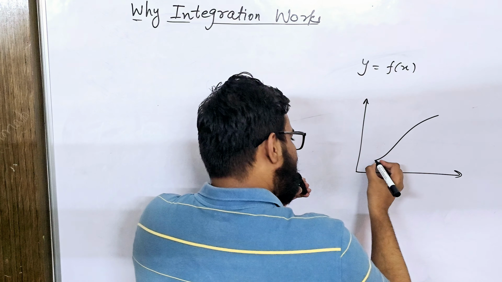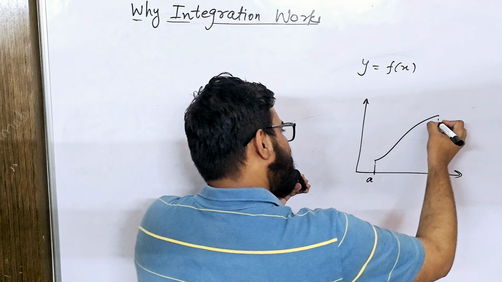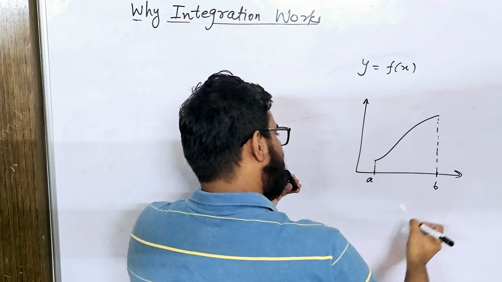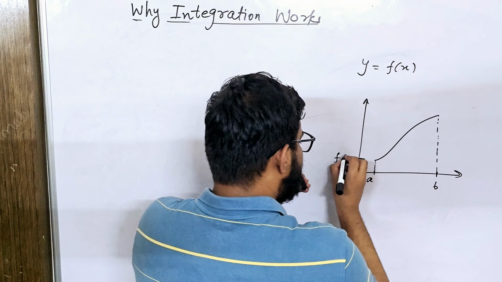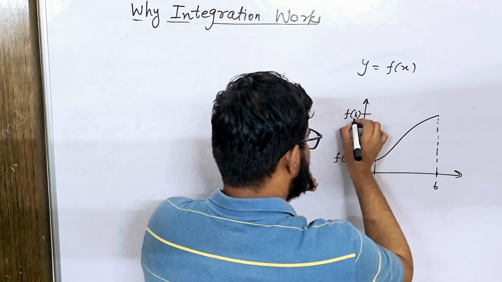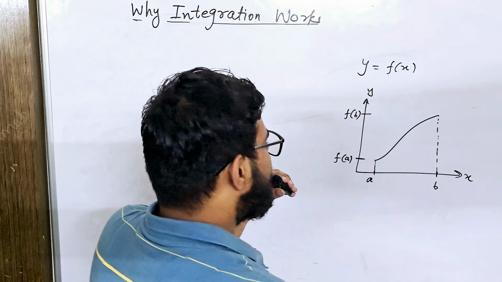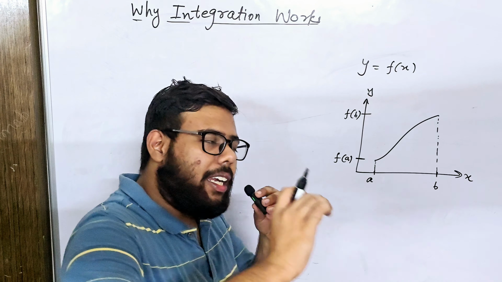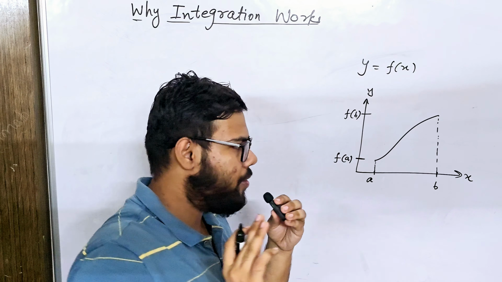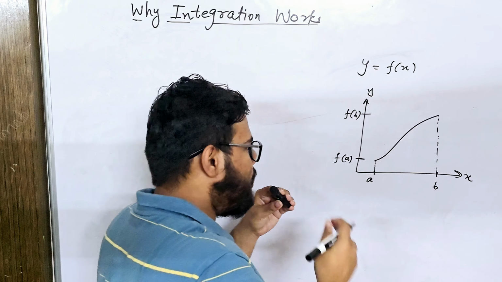Suppose it is going from x is equal to a to x is equal to b. So this is f of a, and this value is f of b, correct? This is the y-axis, this is the x-axis. To determine the area under this curve, we use the concept of integration, right? Of course. So for this, let me explain what we do.